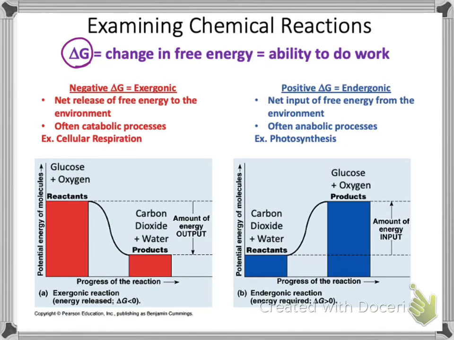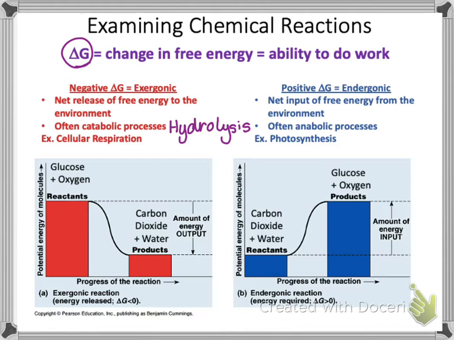Exergonic reactions have a negative delta G. What that means is they have a net release of free energy to their environment. These are often catabolic processes, meaning digestion reactions, or things like hydrolysis, or something like cellular respiration, which is a multi-step process where the cell breaks down food to release energy.